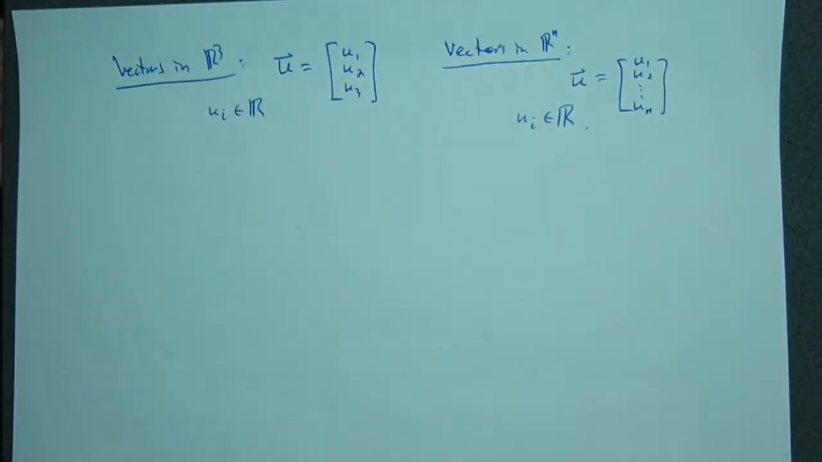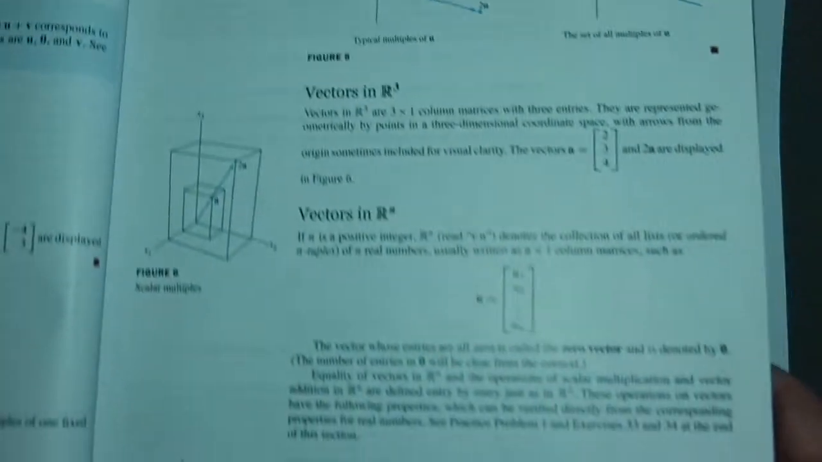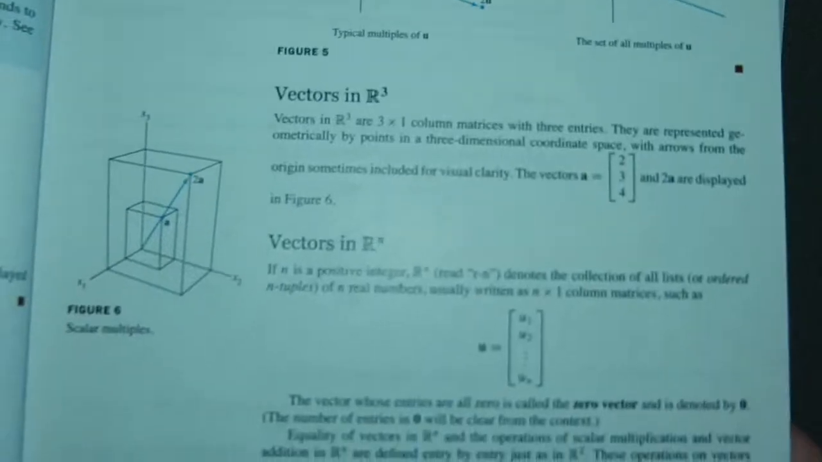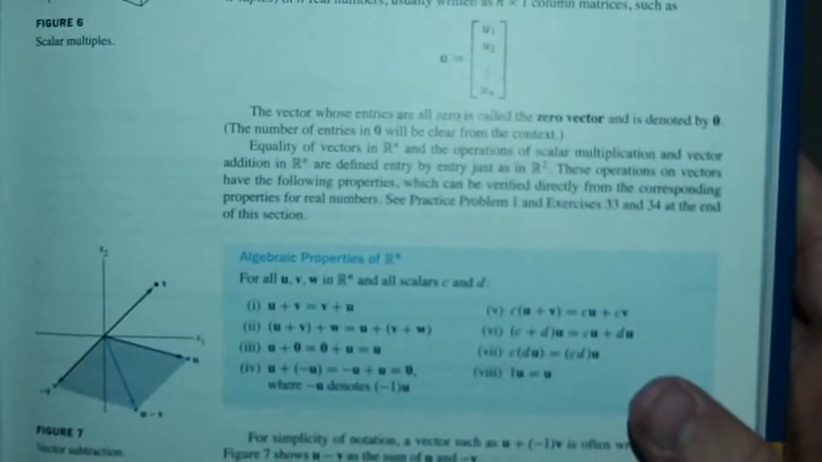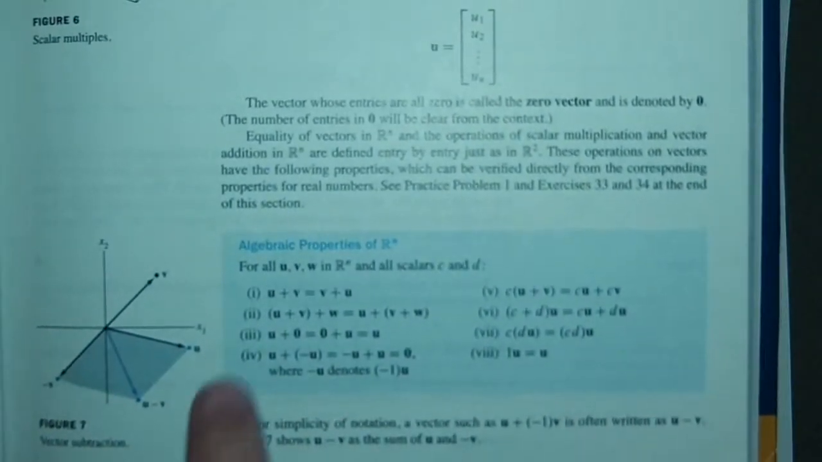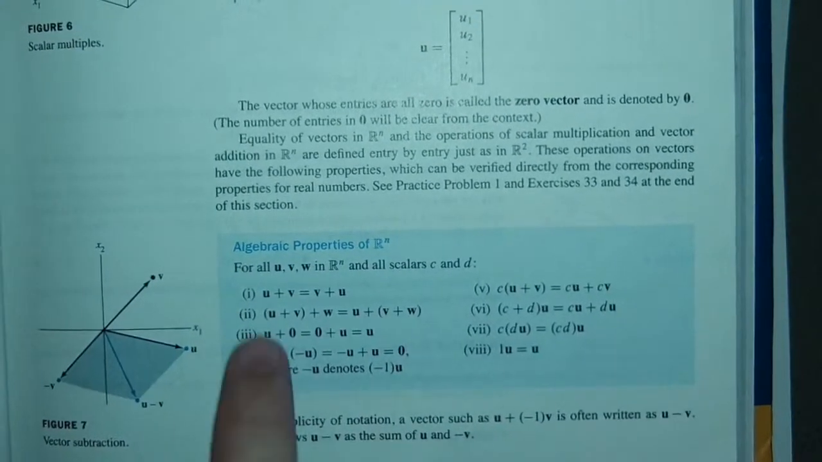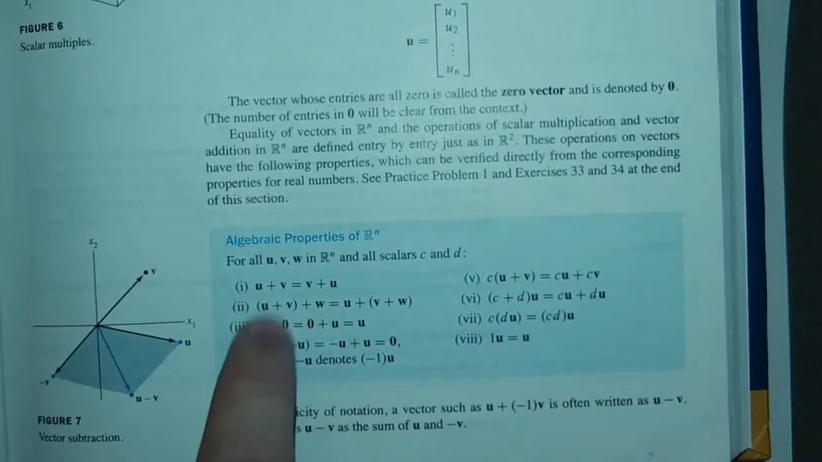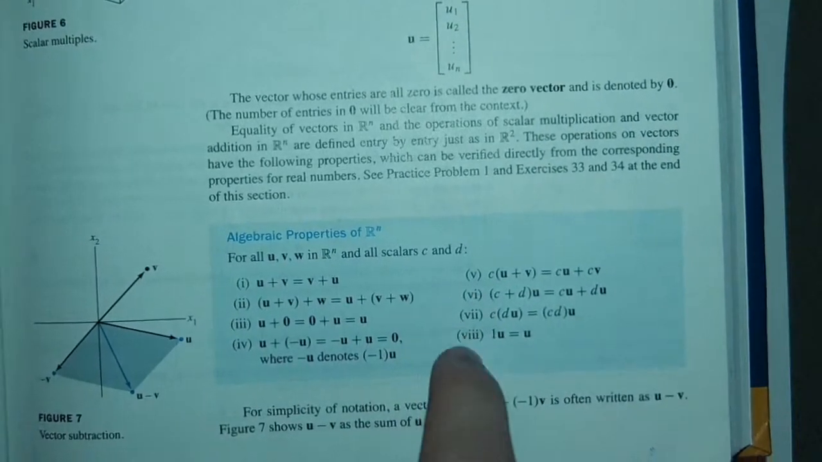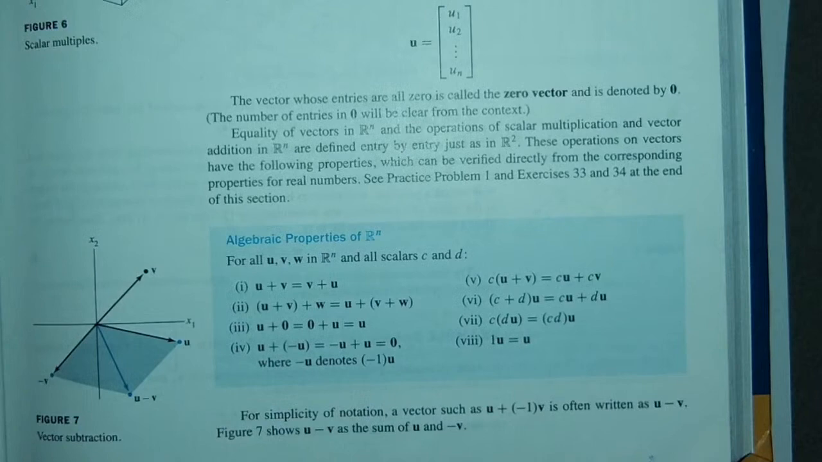Okay, now I am not going to go over this as a list. I'm just going to flash it on the screen real quick. We will go over this axiomatically in chapter 4, so there's no point doing it now. But you see, here is a list of algebraic properties of Rn. So vector addition and scalar multiplication satisfy this list of properties.